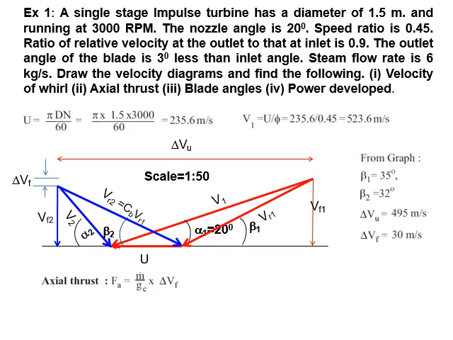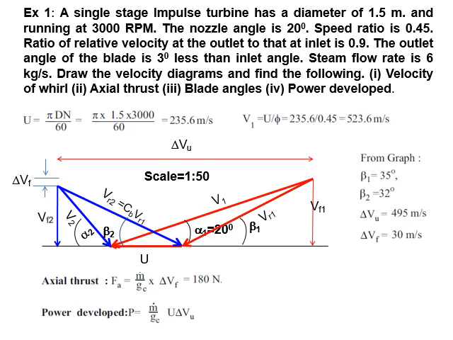So what about the second part here? To calculate the axial thrust. The axial thrust is calculated by the formula F_A is equal to m by gc into delta VF. Now substitute the values of m as well as delta VF, and that answer is 180 Newton.